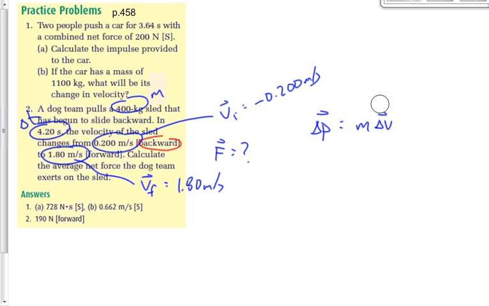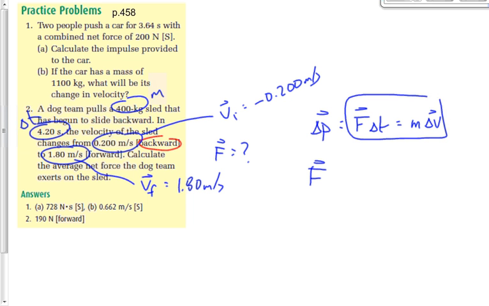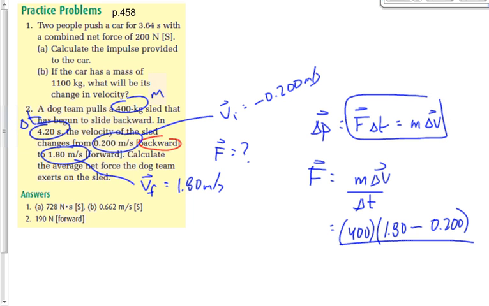Let's try this. Let's try impulse is equal to F times T, but also equal to M times delta V. Let's try the equation as it appears on my data sheet. Force becomes equal to M delta V over delta T, or 400 times, now be careful here, delta V is VF minus VI, 1.80 minus 0.2, right? Over the time of 4.2 seconds, right?